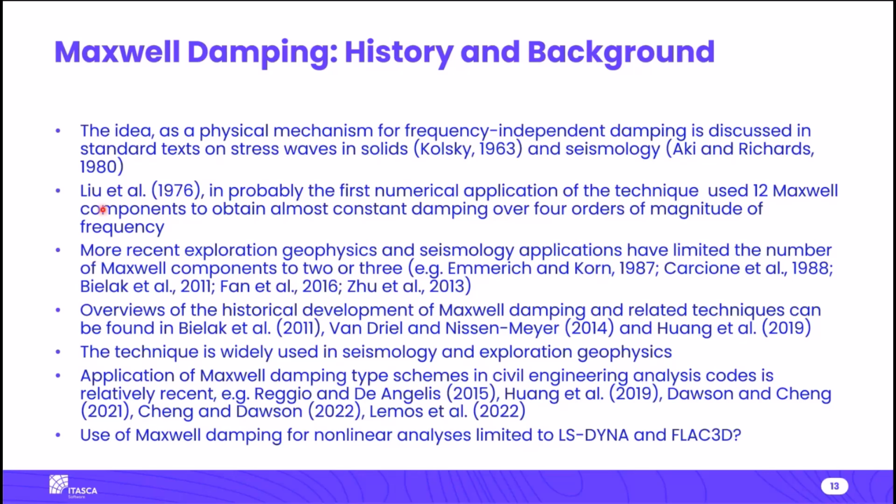One of the first applications, and I think probably the first numerical application of the technique, was this seminal paper by Liu that everybody cites, 1976. They used 12 Maxwell components to obtain almost constant damping over 4 orders of magnitude of frequency. That was a seismology application. But more recent exploration geophysics and seismology applications have limited the number of Maxwell components to 2 or 3.